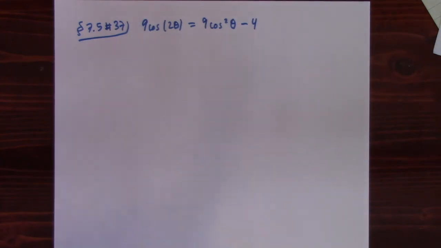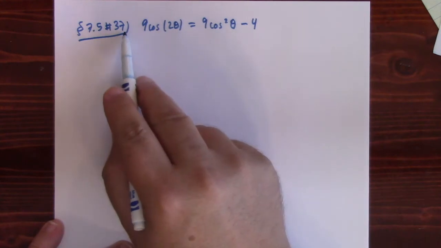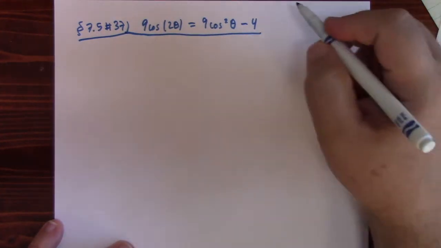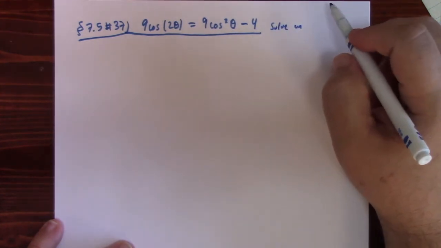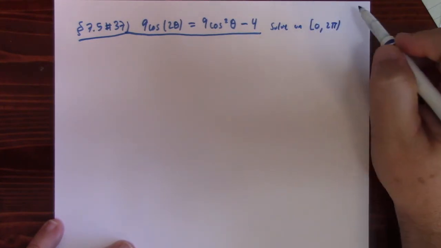The question is, how is cosine 2 theta related to cosine theta, if at all, right? Again, we're supposed to solve on 0 to 2 pi, not included. They're so boring, it's always the same thing. So, great.